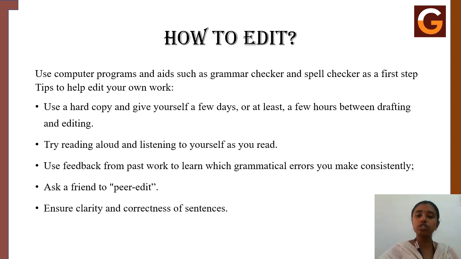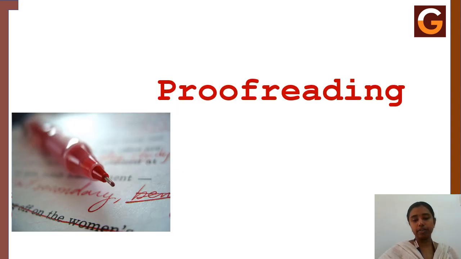So you just refer to the history and then start the process of editing, and ask a friend to peer edit. As an editor, it is not fair to be overconfident in our process of editing. It is best to ask another. Peer editing always makes the editing a perfect one and ensures clarity and correctness of sentences. Whatever sentence you edit, each and every sentence should be coherent and simple. So this completes the process of editing itself.